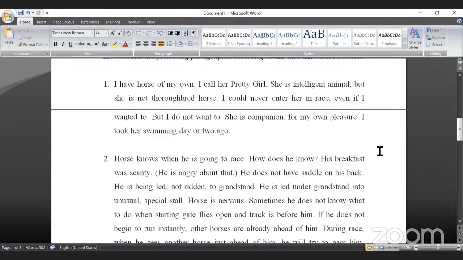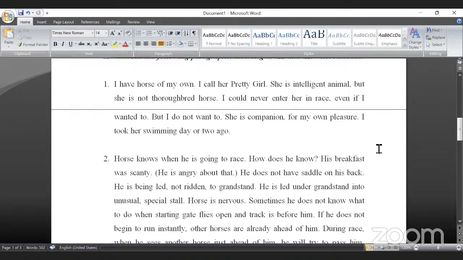No article required. She is a companion for my own pleasure. A or the, not an for sure, but a or the. A. She is a companion for my own pleasure. We don't say she is the companion for my own pleasure. See, there's a comma there.